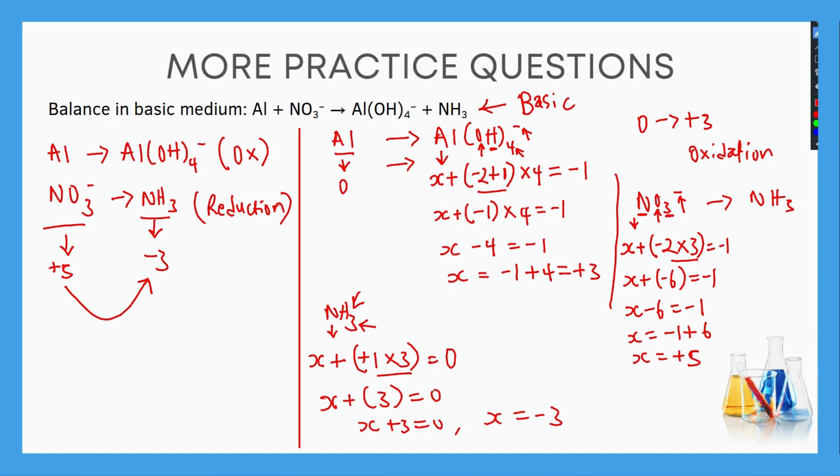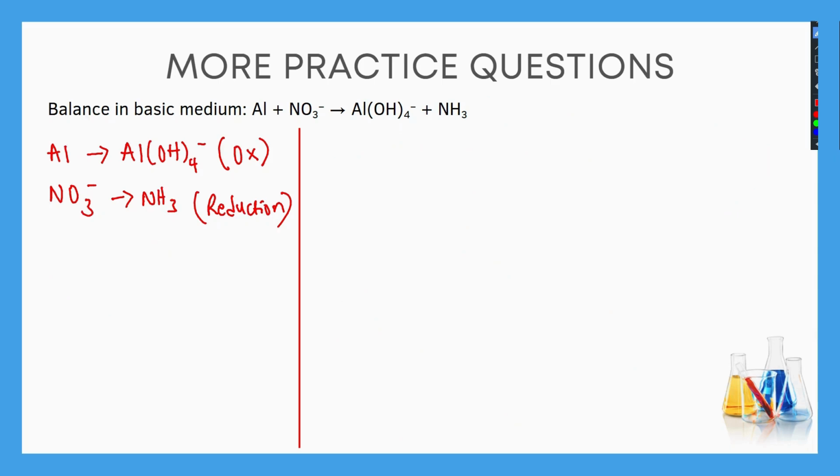Now that we have identified our oxidation half and our reduction half, the next step says balance every other atom apart from hydrogen and oxygen. So let's do that very quickly and see what we'll get. Apart from oxygen and hydrogen, the only other atom we have in the first half equation is aluminium. If you check very well, the number of aluminium here is 1, and over here aluminium is also 1 atom.